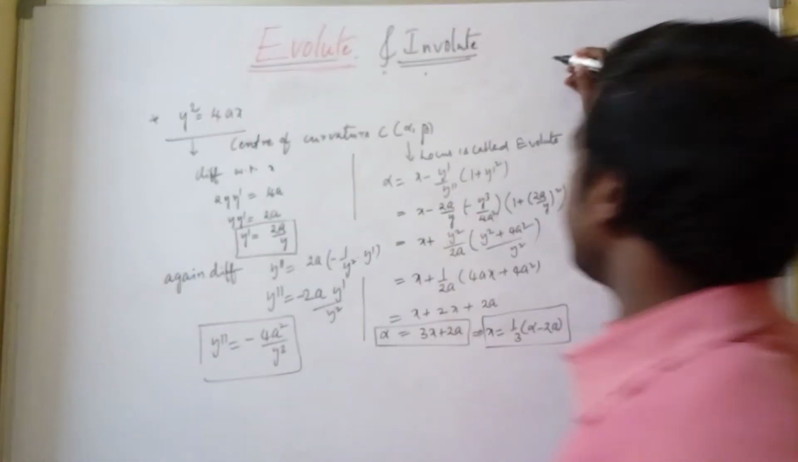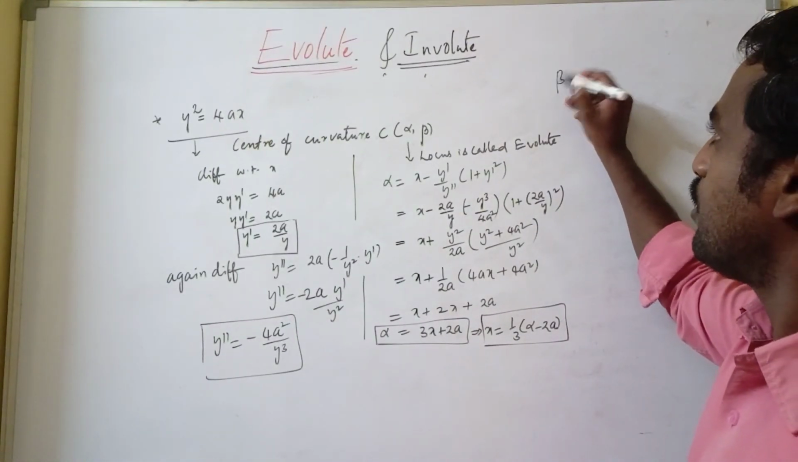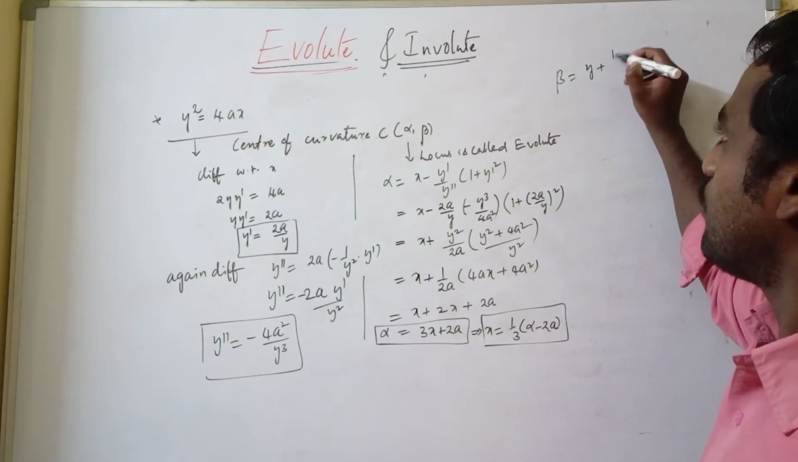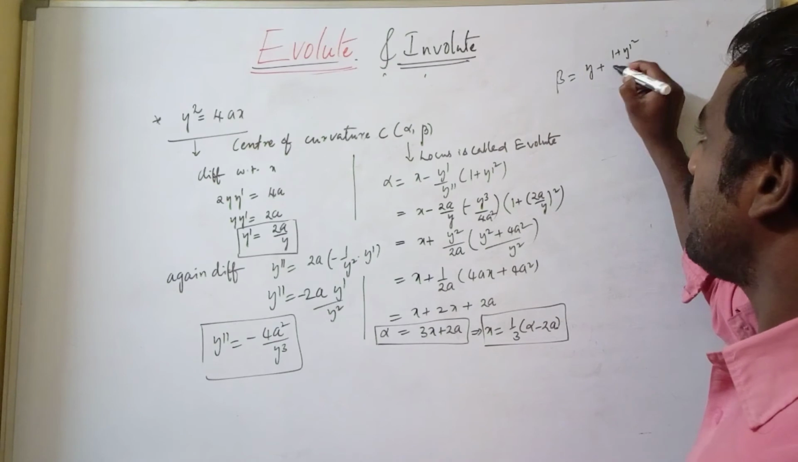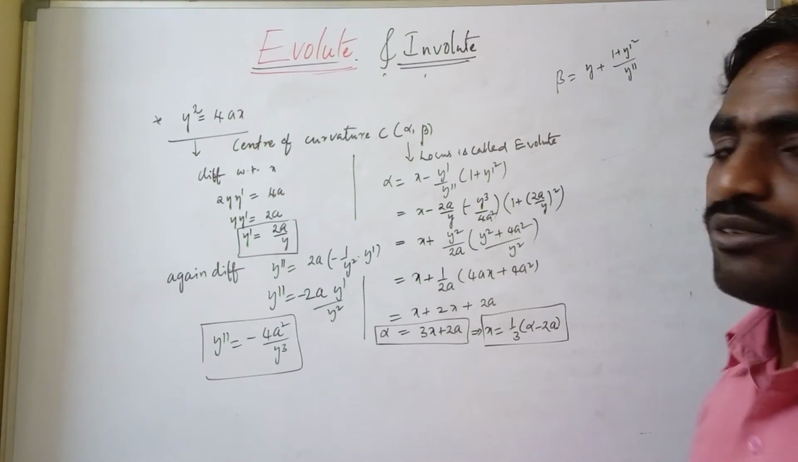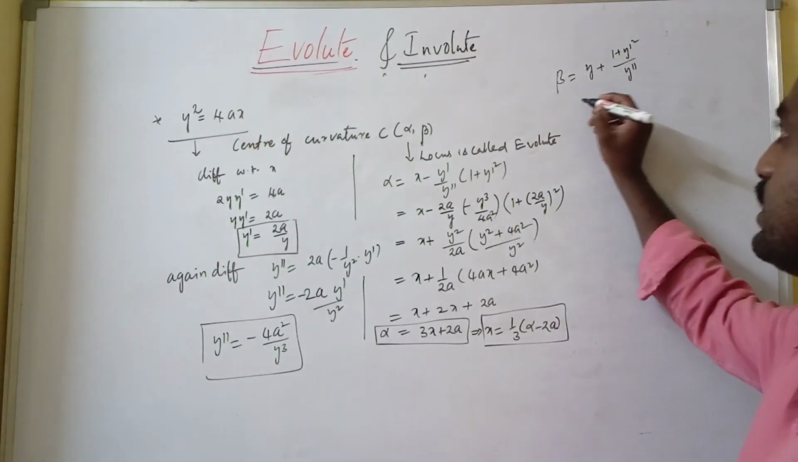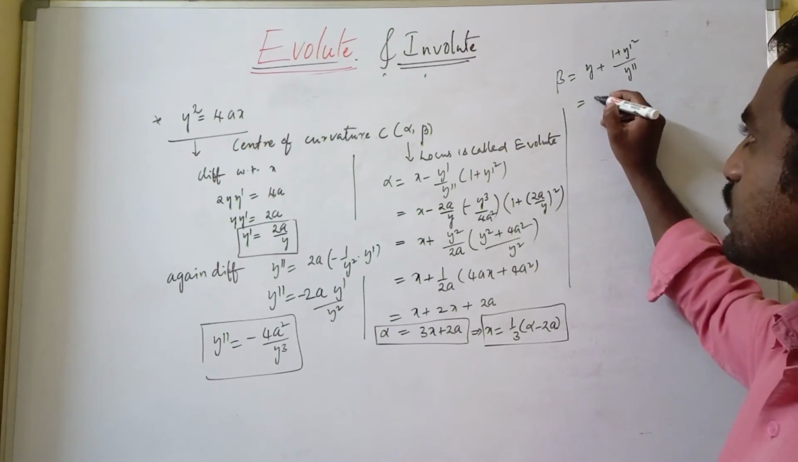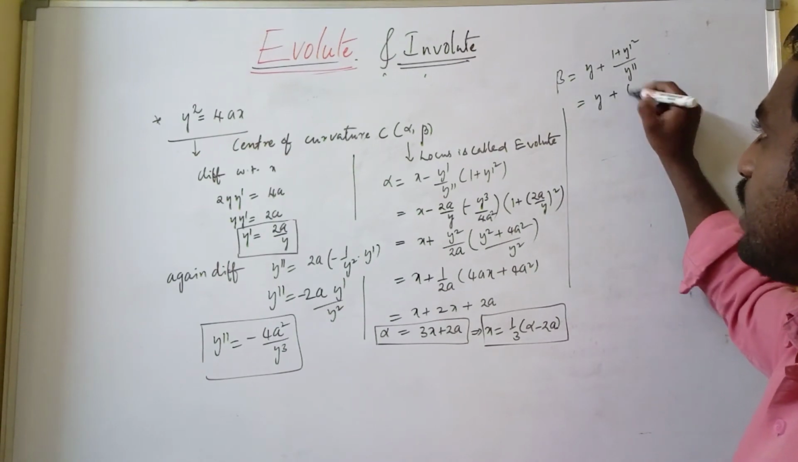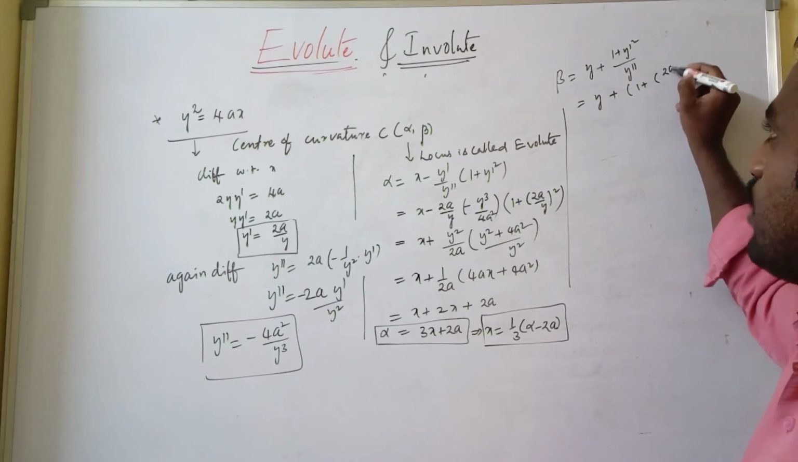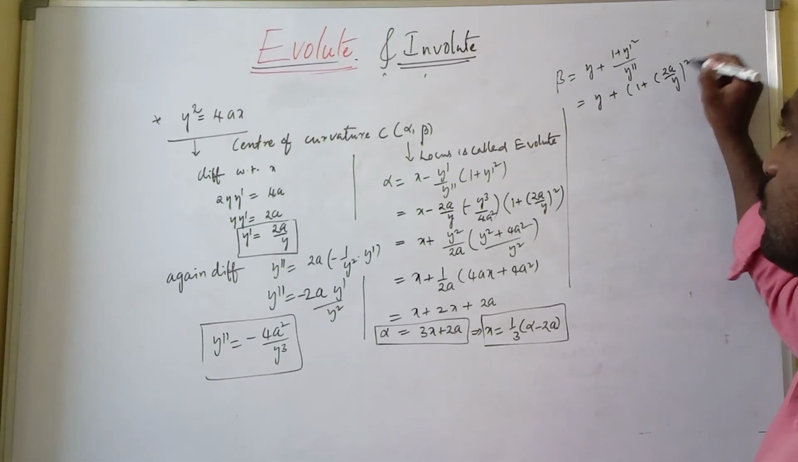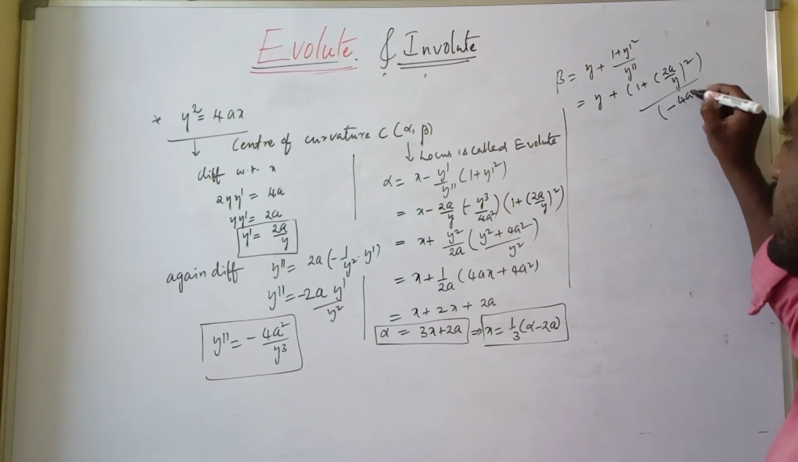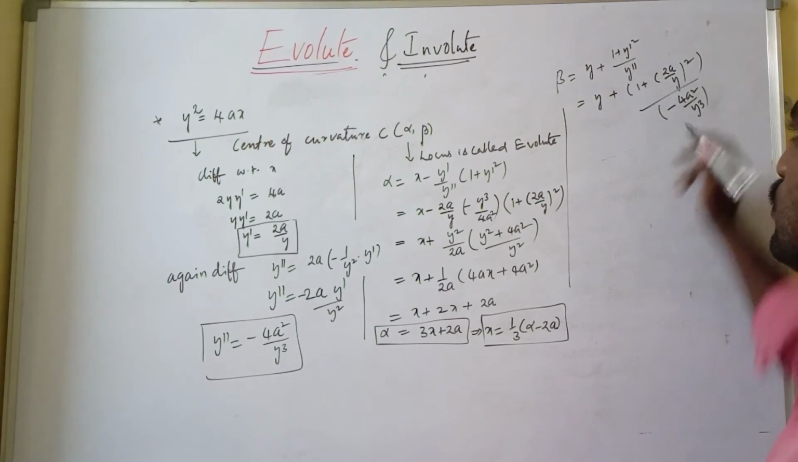So beta is equal to y plus (1 plus y dash power 2) by y double dash, the second order derivative term. Substituting, y dash value is 1 plus 2a by y, whole power 2, and y double dash value is minus 4a square by y power 3. So simplify that.